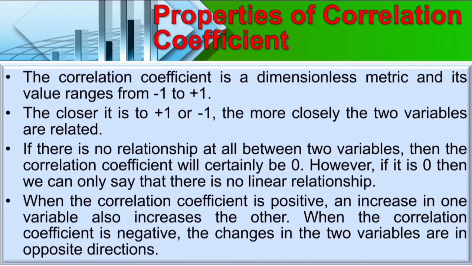Number 3. If there is no relationship at all between the variables, then the correlation coefficient will certainly be 0. However, if it is 0, then we can only say that there is no linear relationship. And number 4. When the correlation coefficient is positive, an increase in one variable also increases the other. When the correlation coefficient is negative, the changes in the two variables are in opposite directions.